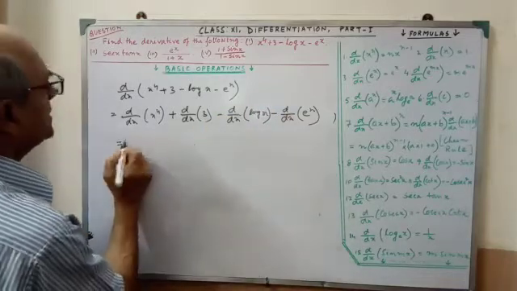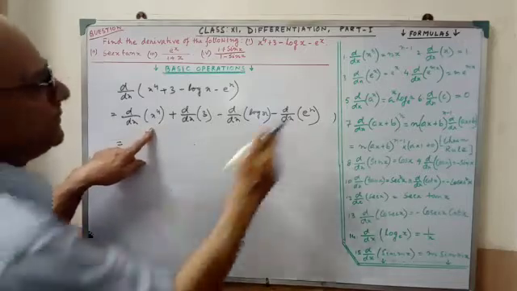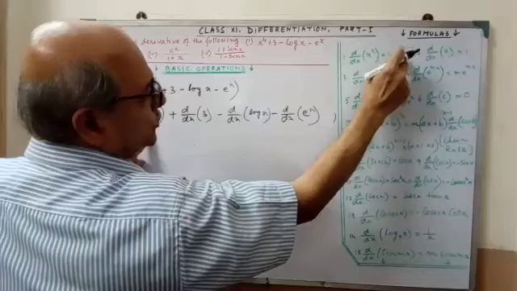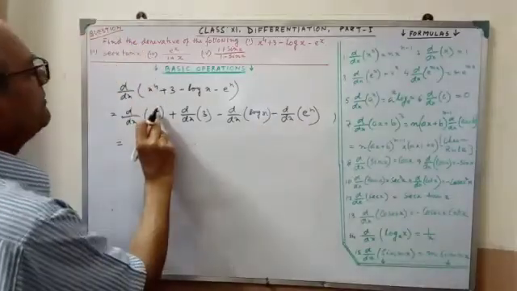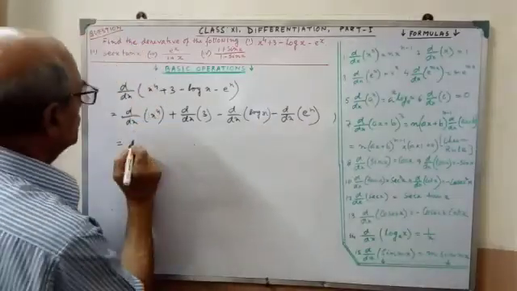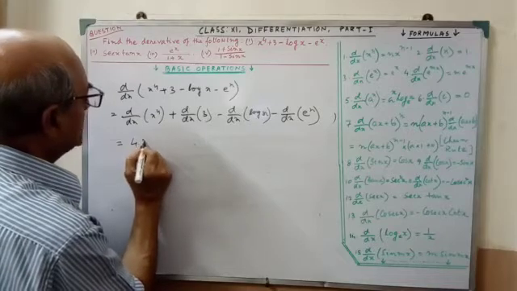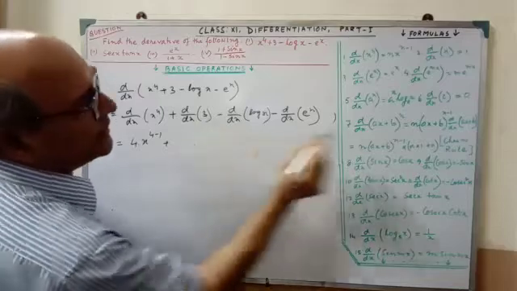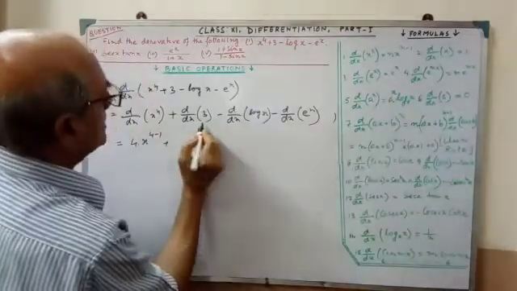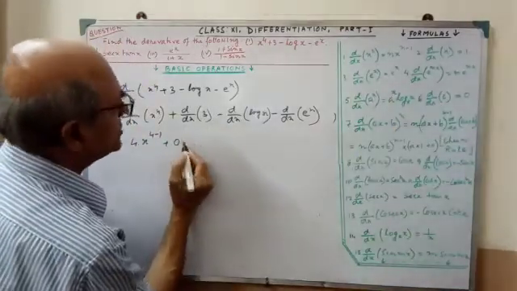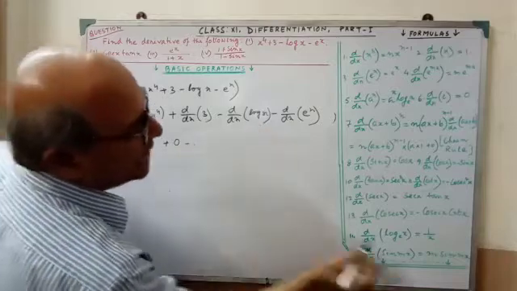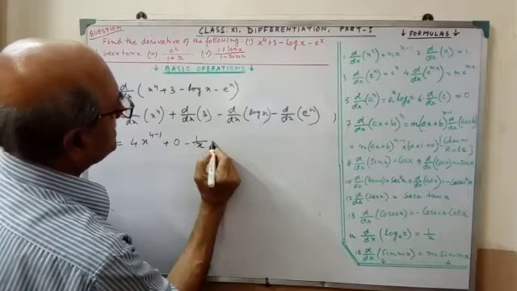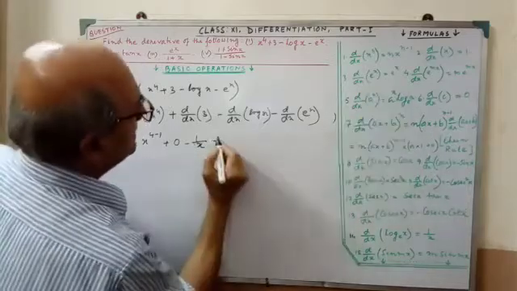Now we have to differentiate by applying this step. For x to the power n, the derivative is n into x to the power n minus 1. Here in place of n it is 4, so it will be 4 into x to the power 4 minus 1. Clear? Now 3 is a constant, and the differentiation of a constant term is 0. Minus log x differentiates to 1 by x, and e to the power x gives e to the power x.